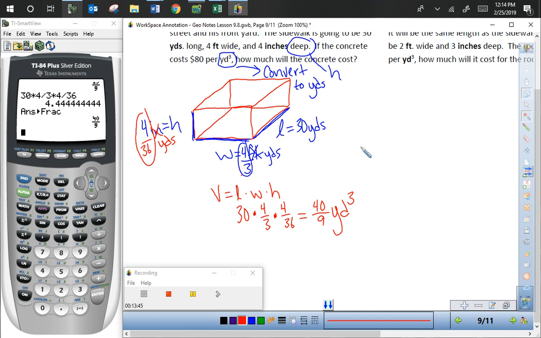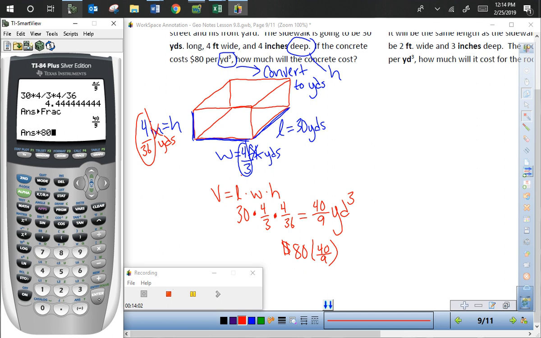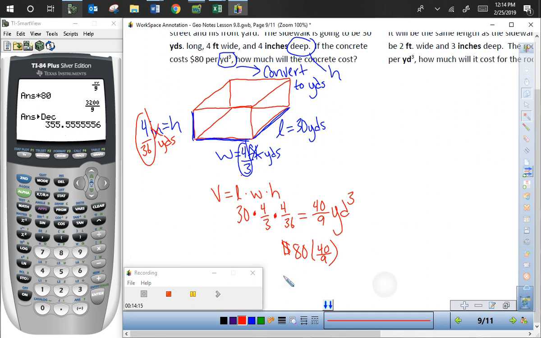Now it didn't ask for the volume necessarily, it asked for the cost, but now that we have our yards cubed, we can multiply it by the $80. So we'll take 80 times that number for our final answer of the cost. So with money, we want the decimal version because we want to round to 2 decimal places, and that gives us 355, and then we've got 56 cents.